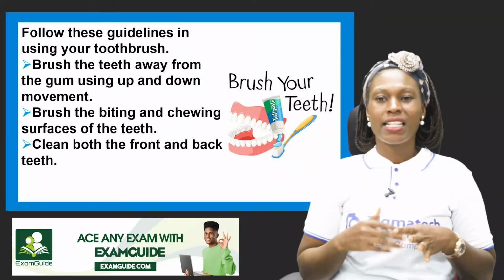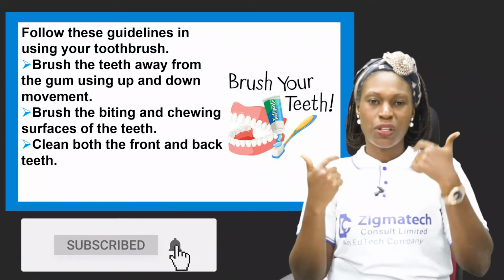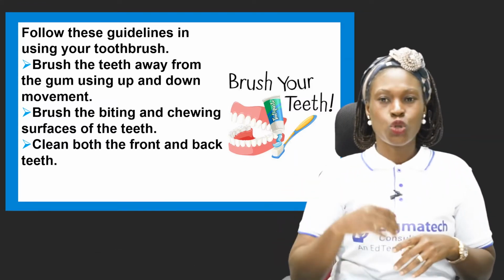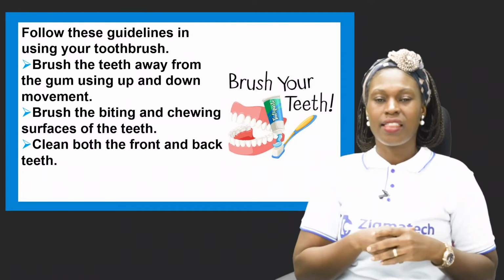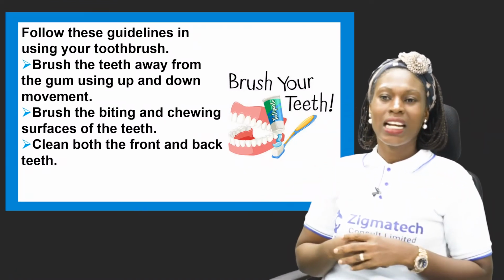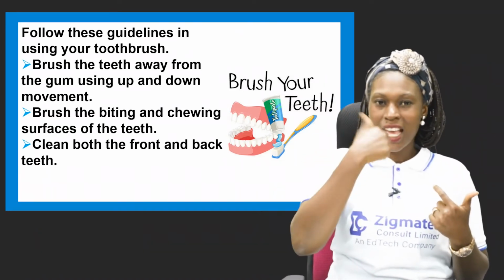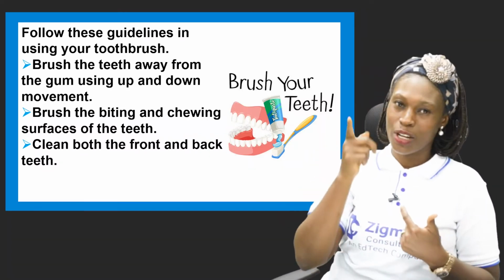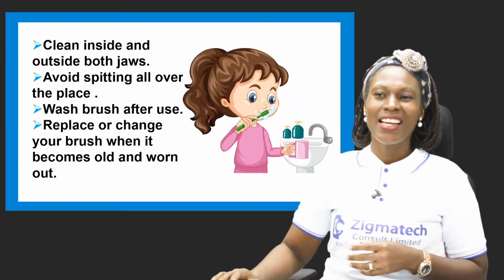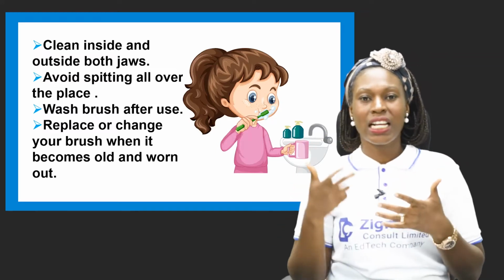Now also brush the biting and chewing surface of the teeth. That's in between where we bite and tear a whole lot of our food. So you need to brush those surfaces, brush them properly so they can be clean. Also clean both the front and back teeth, so your outside and your inside to the tongue and all of that. So yeah, brush your teeth properly and neatly. Now clean inside and outside both jaws, okay? You need to clean it properly.